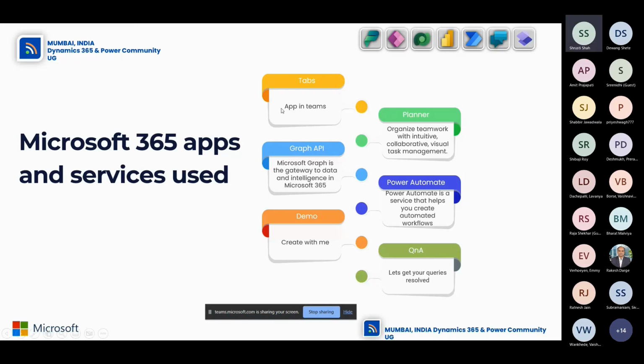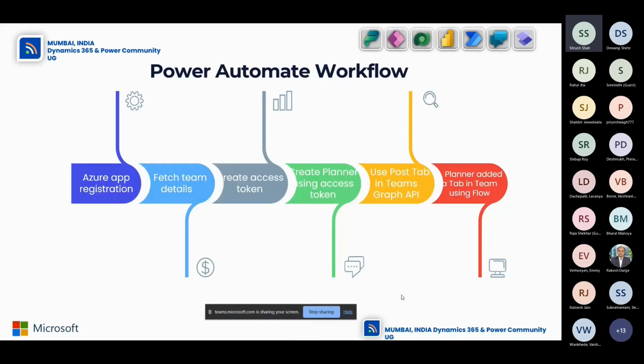Apart from that, I mentioned the APIs which we are going to use. Those are the Graph APIs. One is the Create Planner Graph API, and the other one is the Post Tab in Teams Graph API. These two APIs I'm going to consume inside my Power Automate flow. And definitely this whole automation would not have been possible without Power Automate. So that is connecting the whole dots. And this whole session is going to be a demo, and I don't have any more slides. I always try to keep my slides very concise so that I don't bore any of you.